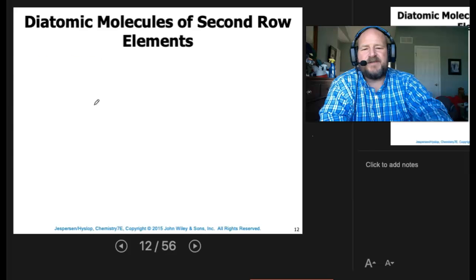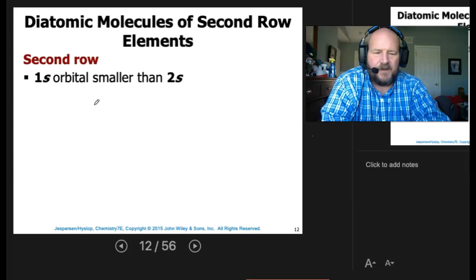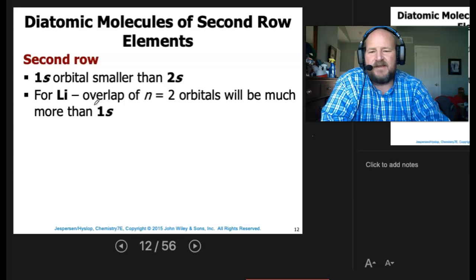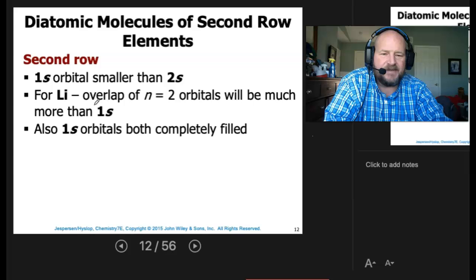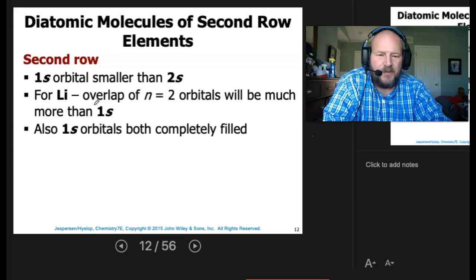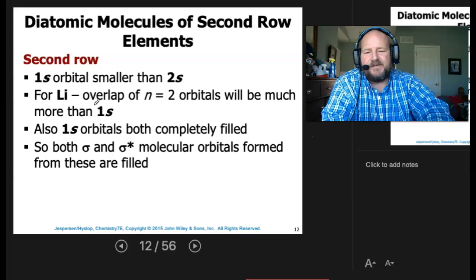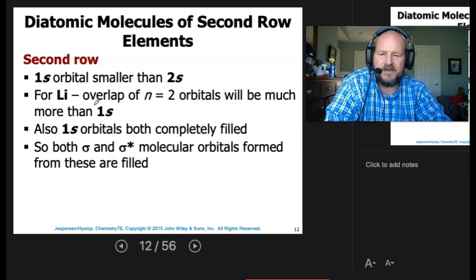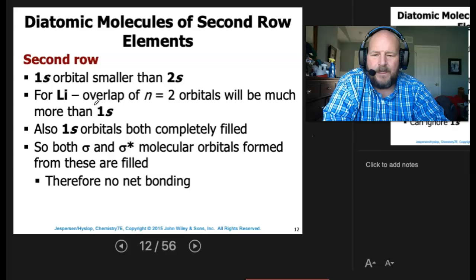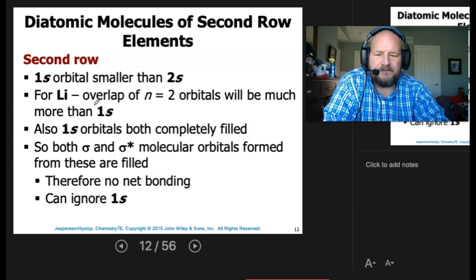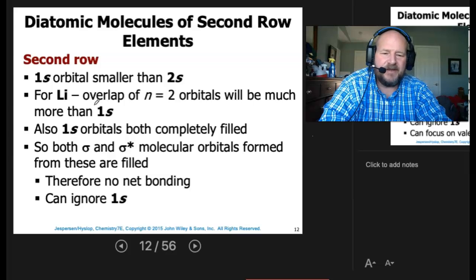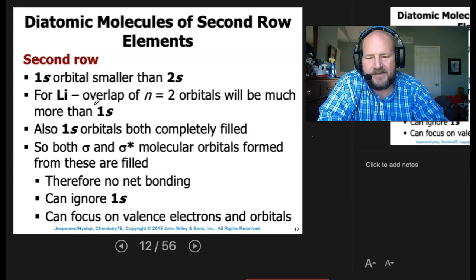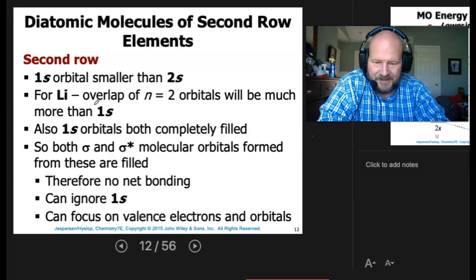Now, in diatomic molecules of the second row elements, the 1s orbital is smaller than the 2s. So for lithium, the overlap of the n equals 2 orbitals will be much more than the 1s. Also, the 1s orbitals will both be completely filled, so both the sigma and the sigma star molecular orbitals formed from these are going to be filled as well. Therefore, there's no net bonding. That means we can also ignore the 1s. Since we filled the 1s, we know that it's going to be a 0 every time, which means we can focus on just the valence electrons and the outer orbitals.